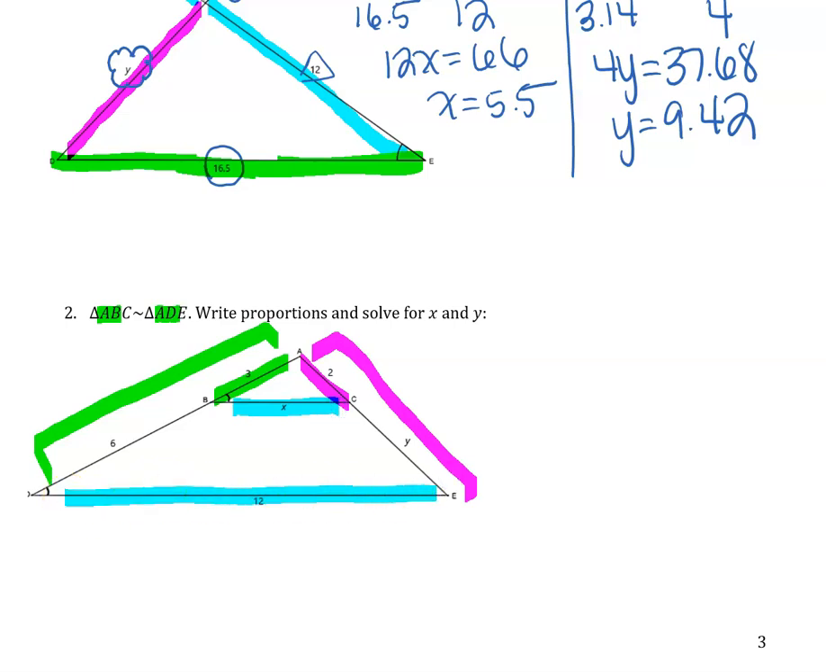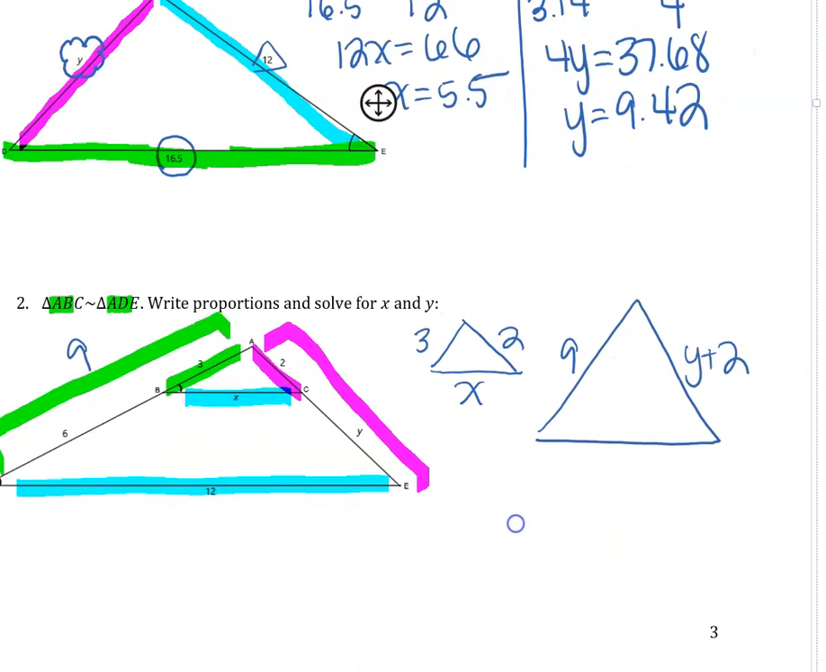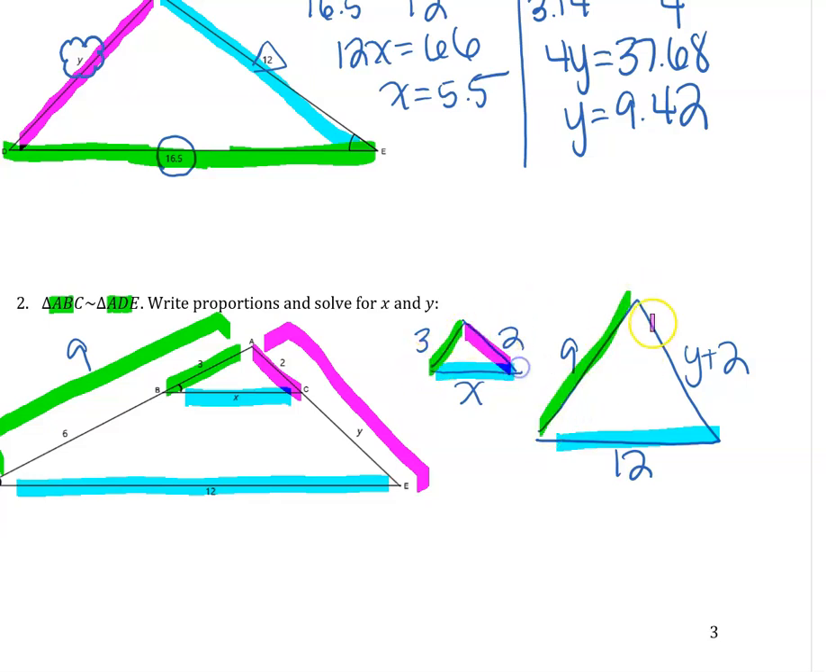Now for something like this, you might want to draw the picture separately. Here's my small triangle, which has the 3, the 2, and the x. Here's my big triangle, which along the side here, 6 plus 3 is 9, 2 plus y is y plus 2, and this base here is going to be a 12. I'll add some color again. Those correspond, these correspond, and these correspond.